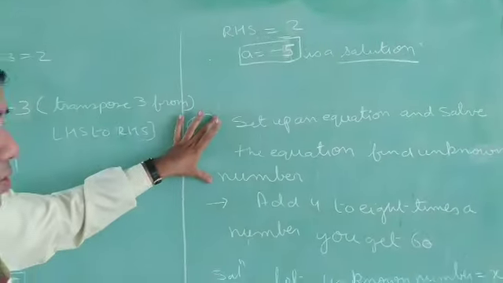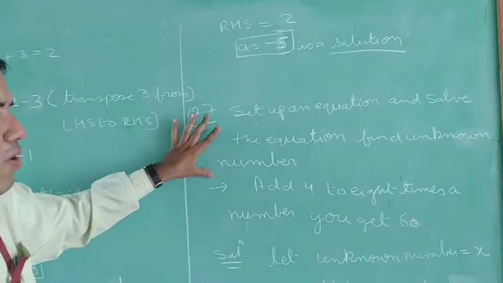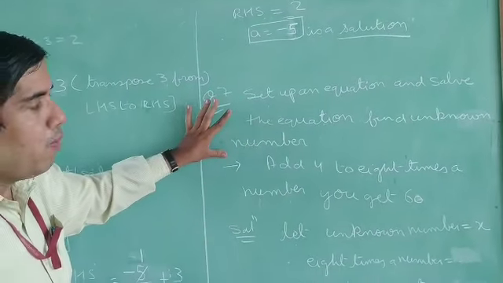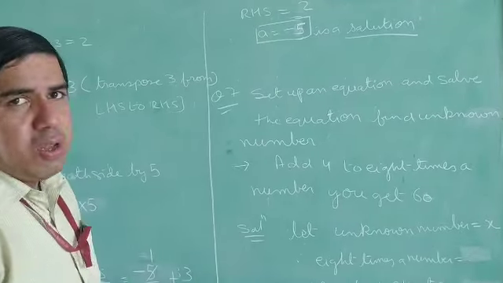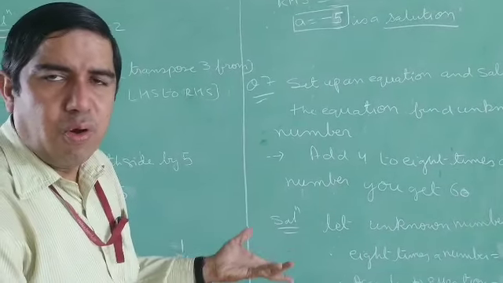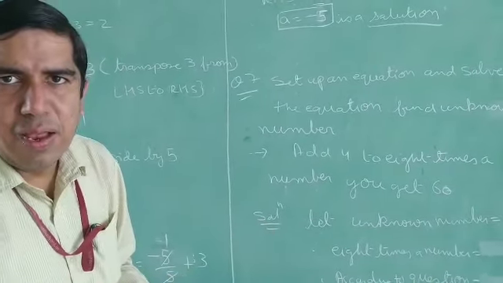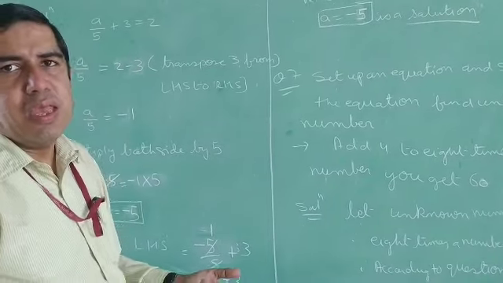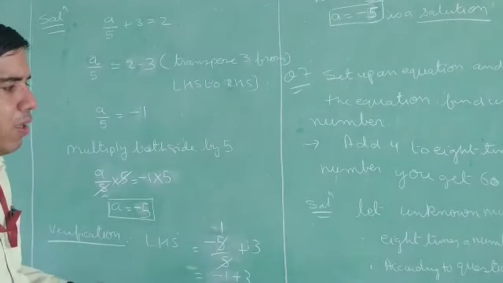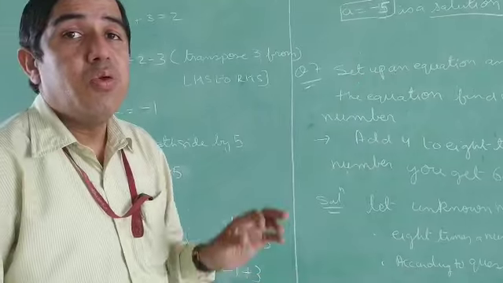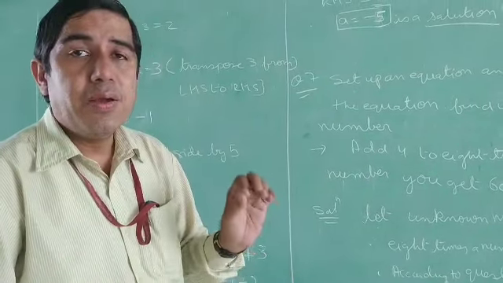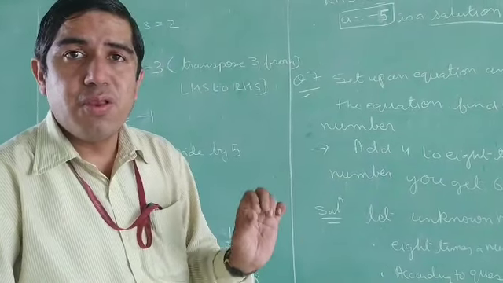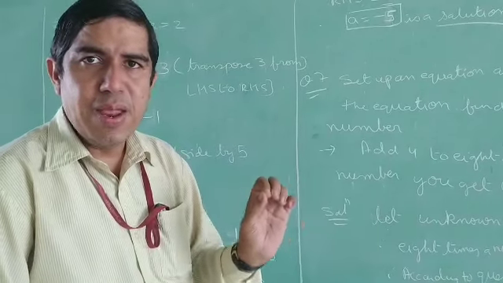Now set up an equation and solve the equation. Find the unknown number. Now all the questions are of the same type, but sometimes they ask for an unknown number, sometimes age, sometimes something else. So the main thing is you should read the question properly and try to understand. Try to read the question 3 or 4 times and then make an equation.